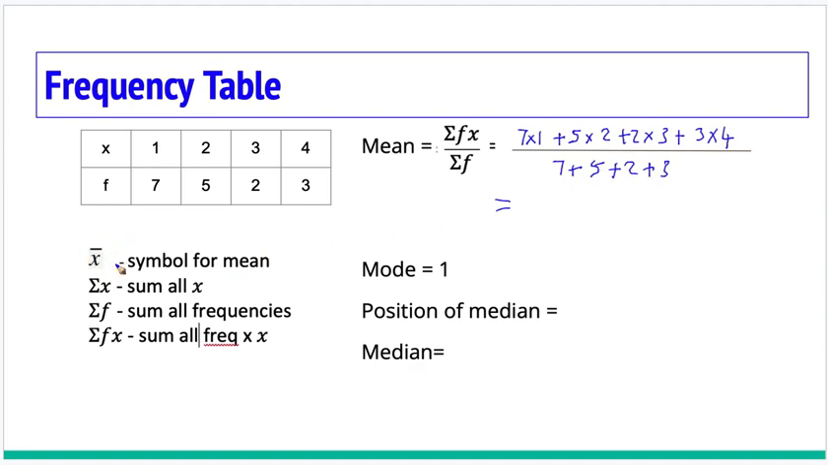This symbol is a symbol for mean. This symbol is summing all the scores. And this one is summing all the frequencies. Right, so now this works out to be 35 divided by 17, which is 2.06.